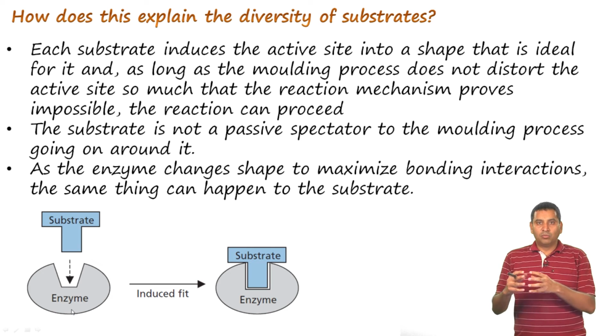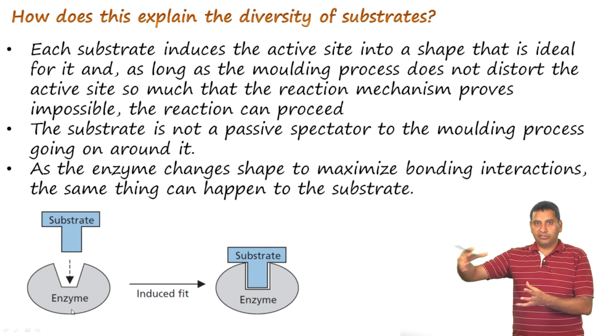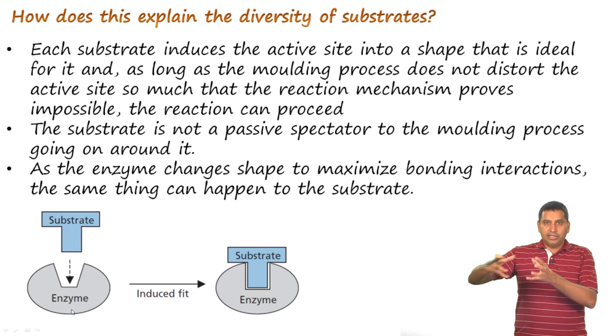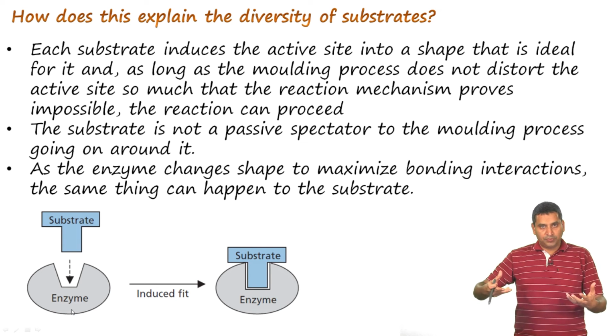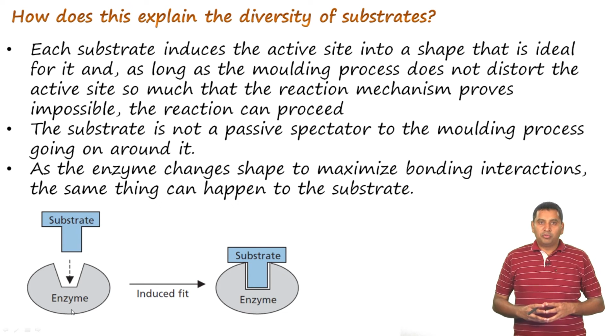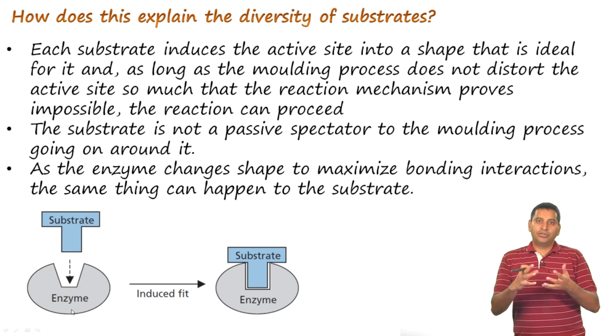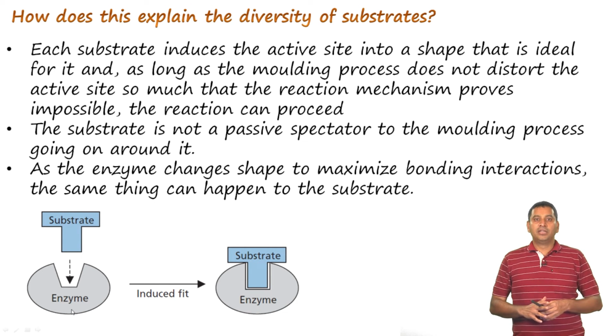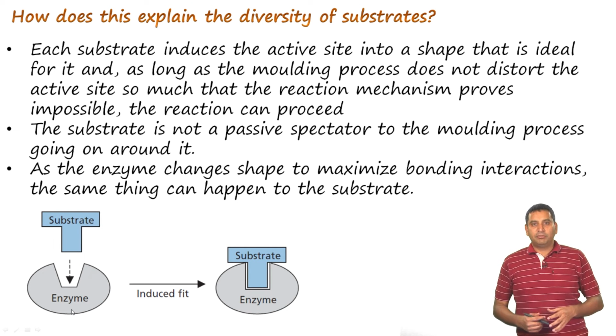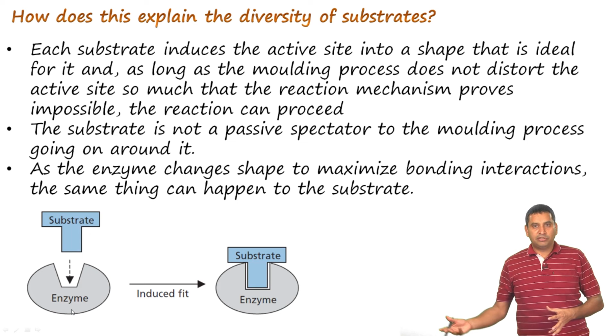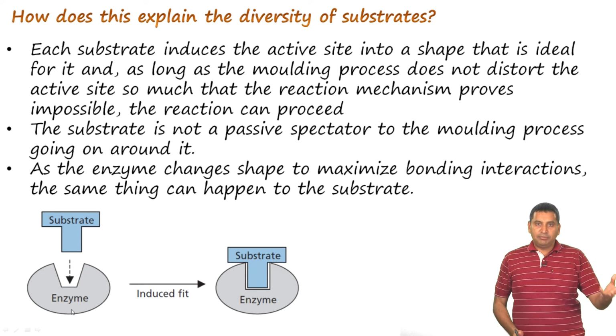So, as long as the molding process does not distort the active site such that the mechanism does not occur, the substrate would be turned over. Now, it is obvious that the substrate itself is not a passive spectator, and it also undergoes certain rotations and conformational changes which help with improving binding interactions. Therefore, the enzyme changes shape to maximize the binding interactions, and the same thing can also happen with the substrate.